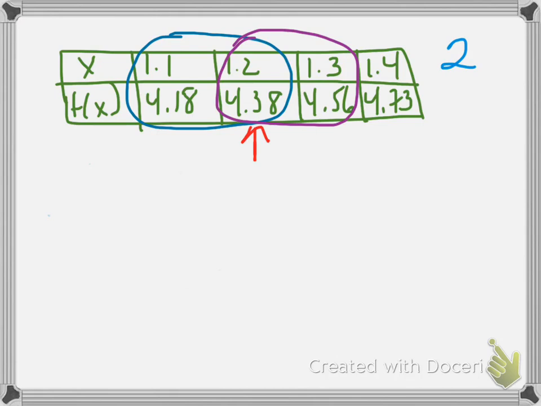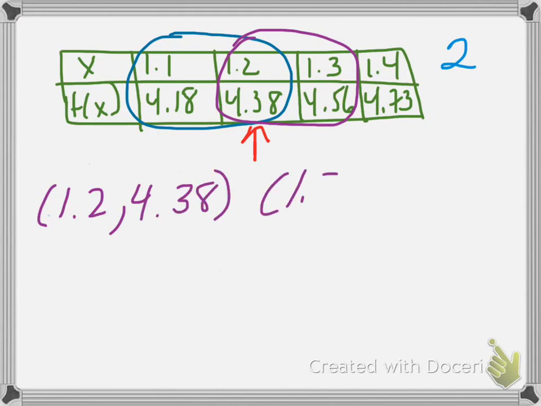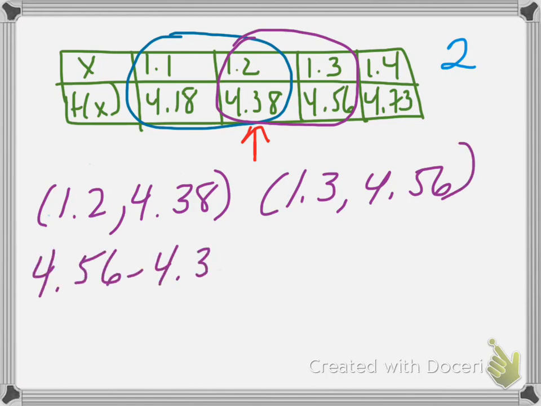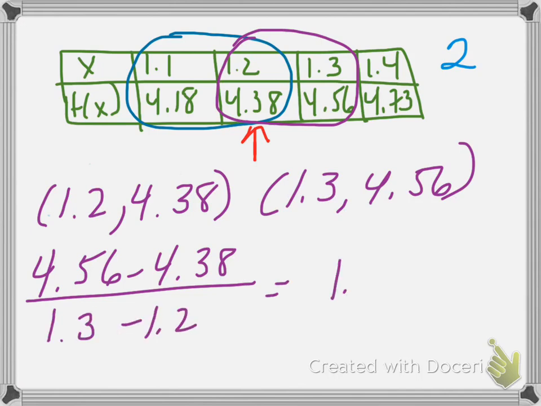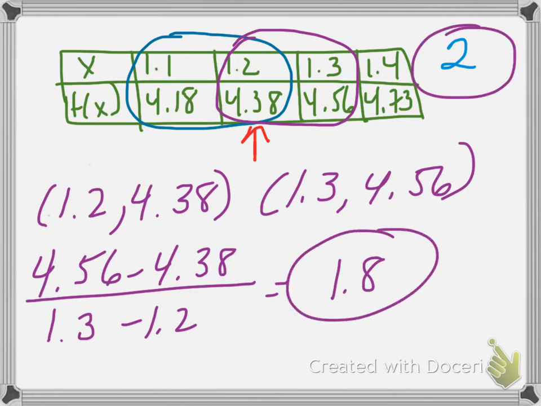Okay, so now I'm gonna use the 2 points that are in the purple. And I'm going to do y2 minus y1 over x2 minus x1. And when you work all that out, you get 1.8. So you have a 2 and you have a 1.8. So therefore the real slope must be somewhere in between, and that was choice D.